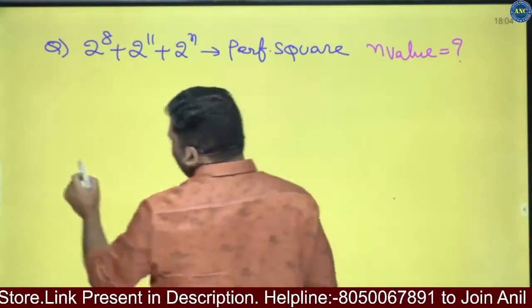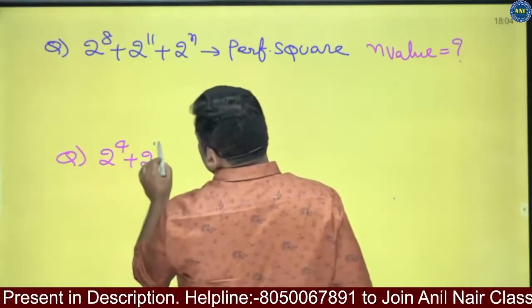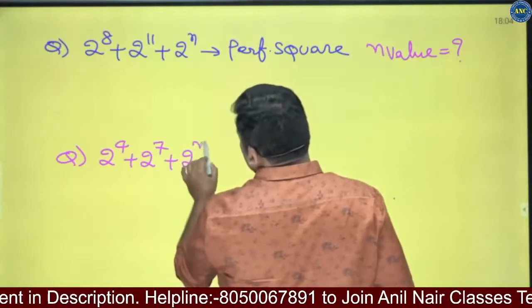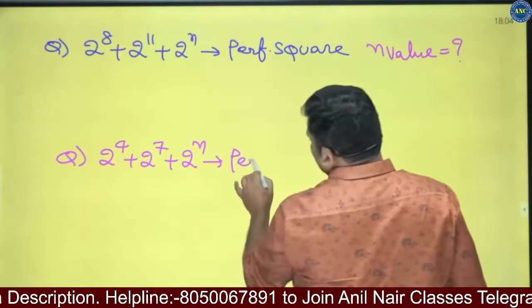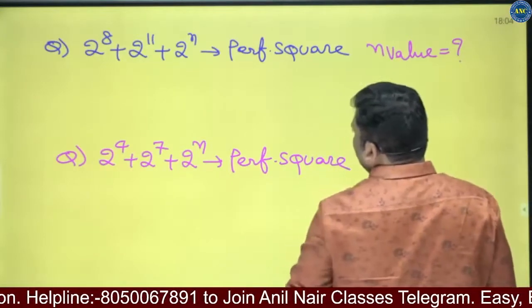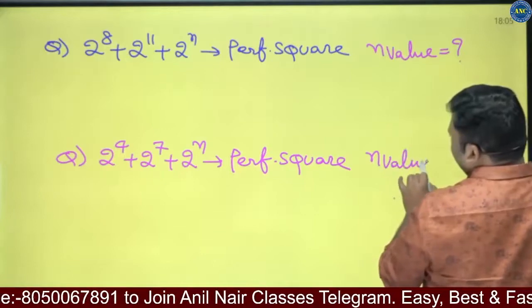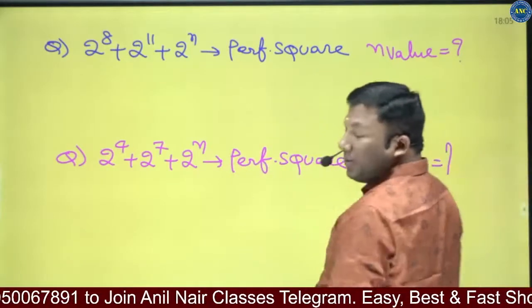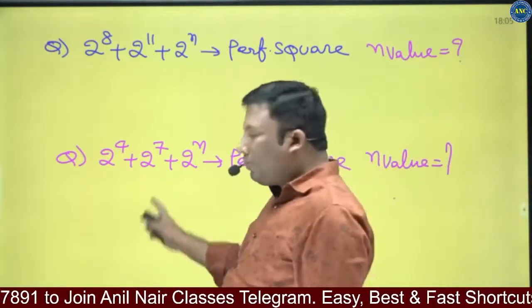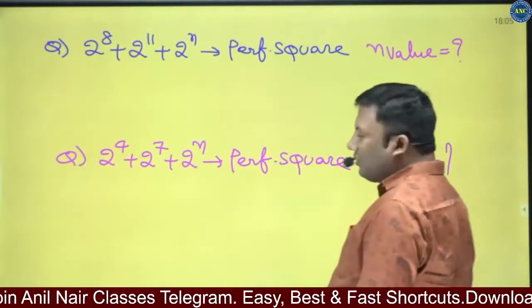A similar question in a management examination: 2 power 4 plus 2 power 7 plus 2 power n. It is a perfect square. Find the value of n. This question is inspired from this question. 2 power 4 plus 2 power 7 plus 2 power n. If it is a perfect square, find the value of n.